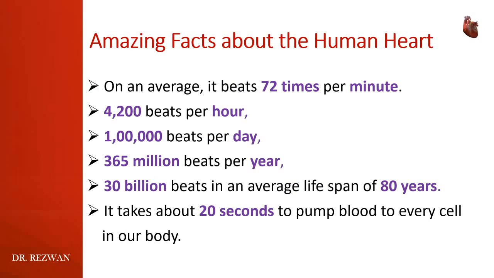Now let's see some amazing facts about the human heart. On an average, it beats 72 beats per minute, 4,200 beats per hour, about 1 lakh beats per day, 365 million beats per year, and about 30 billion beats in an average lifespan of an 80 year old person. It takes only about 20 seconds to pump blood to every cell of our body.